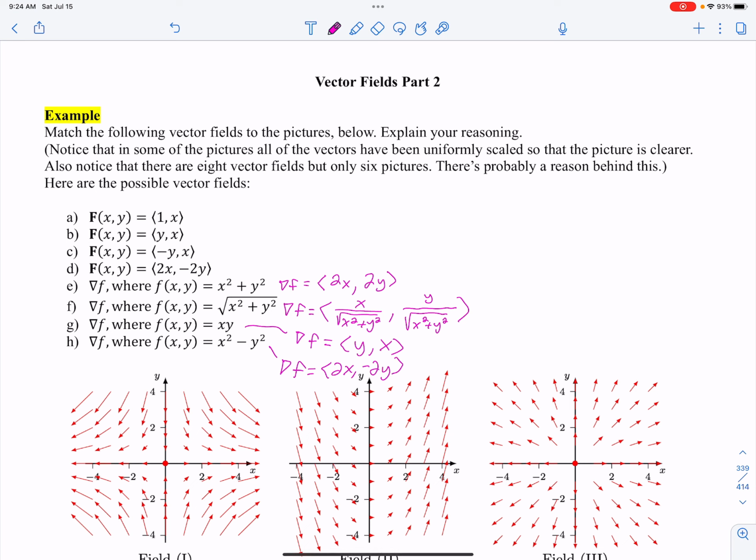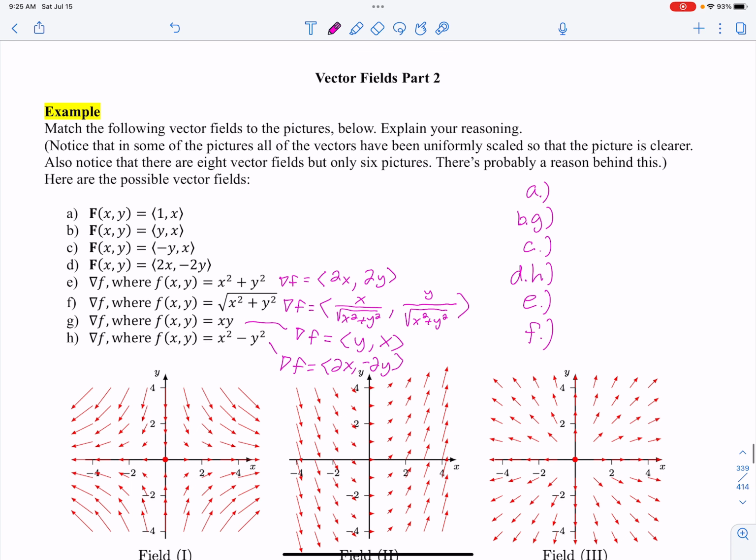And then the last one, I got the gradient is going to be 2x and negative 2y. That's the same as D. I'm going to list these out because I don't want to have to think through which one's the same or not every time. So I'm just going to put them next to each other. Okay, I got A by itself. There is no match for A. B and G are the same thing. C is by itself. D and H are the same thing. And then we have E and F that are different. So notice that's 6. We have 6 graphs. These are going to match up.